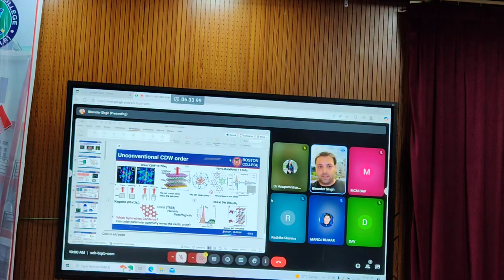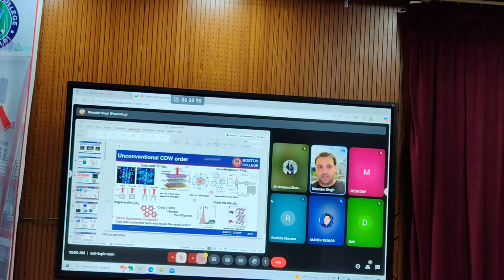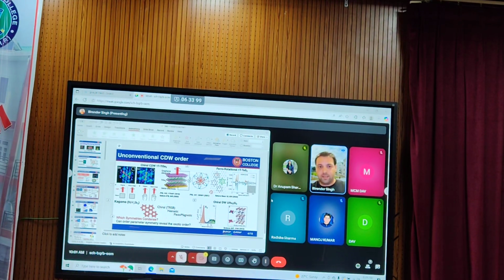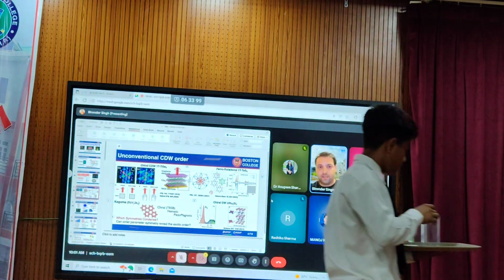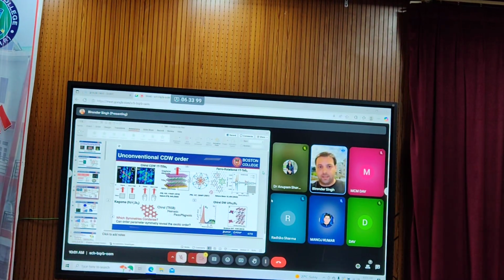Another example is ferro-rotational order in 1T titanium diselenide. In this ferro-rotational order, similar to chiral order, we have two handednesses, but here we don't break inversion symmetry, even though we break additional mirror symmetries. This kind of order is detected in Raman spectroscopy. You can see over here that if we change the chirality of light, the intensity of these modes changes.